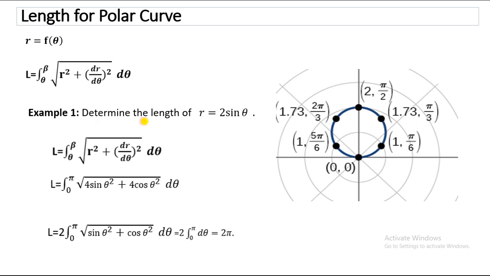Example 1. Determine the length of r equals sine theta. I know this curve is a circle. I want to find this length, from theta equals 0 until theta equals pi. This circle starts from theta equals 0 until theta equals pi, and then it finishes.